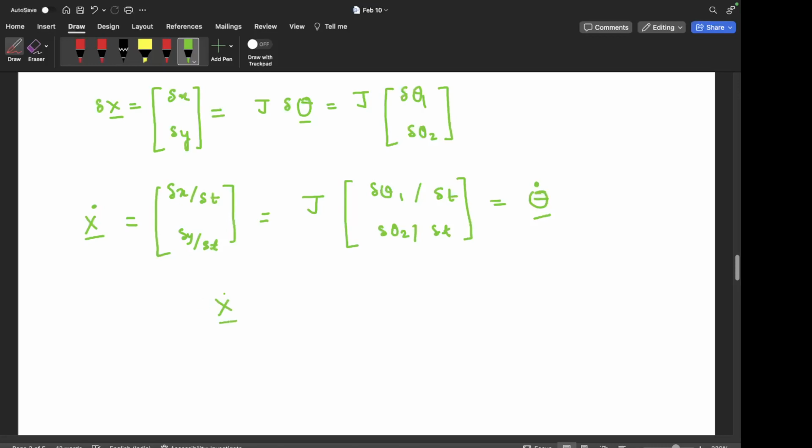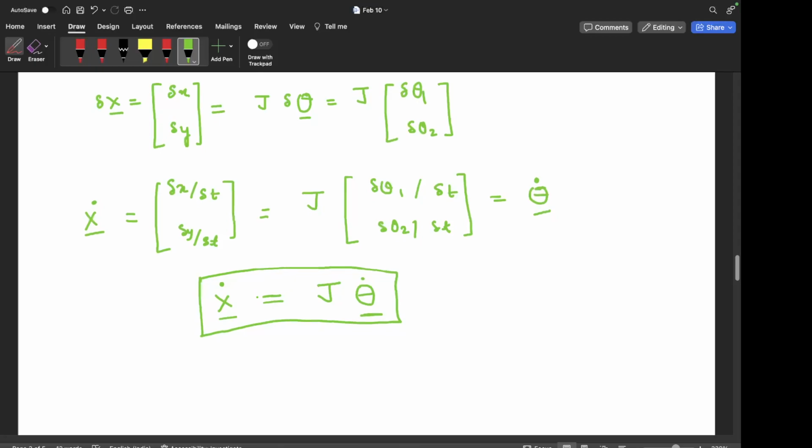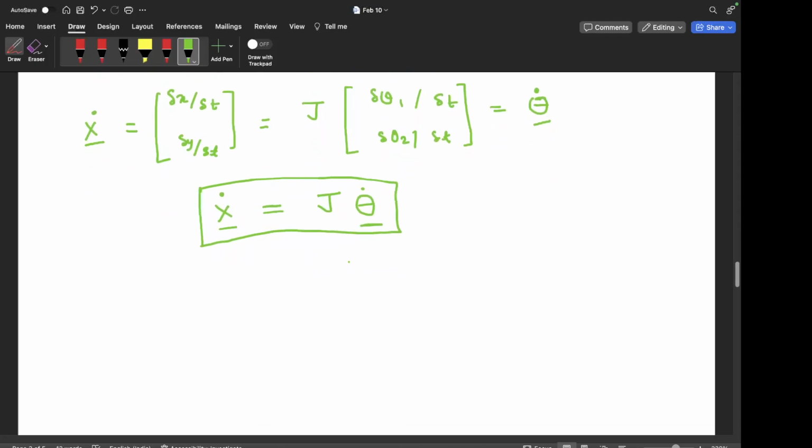So what's the relation we have? The end effector velocity in the Cartesian space or the task space is related to the joint velocities or the joint angle rates through the Jacobian matrix. And this is the first very useful relation which we use day in and day out in robotics while doing kinematics.